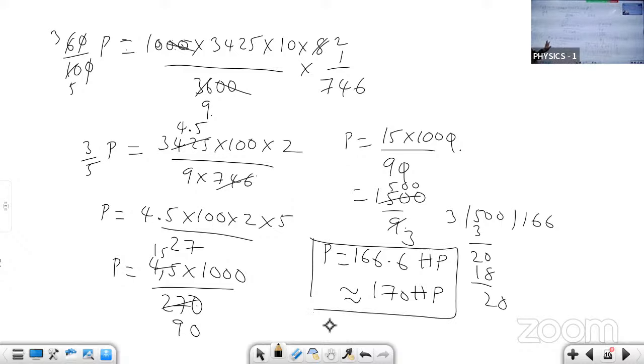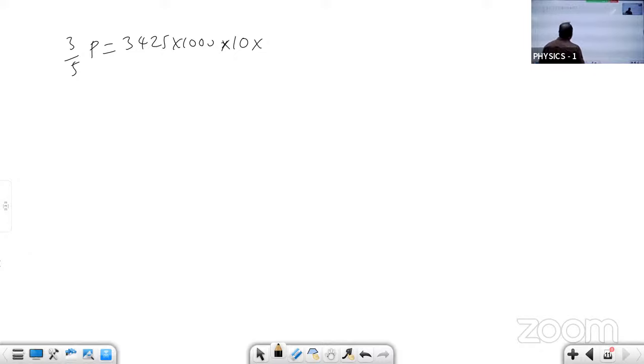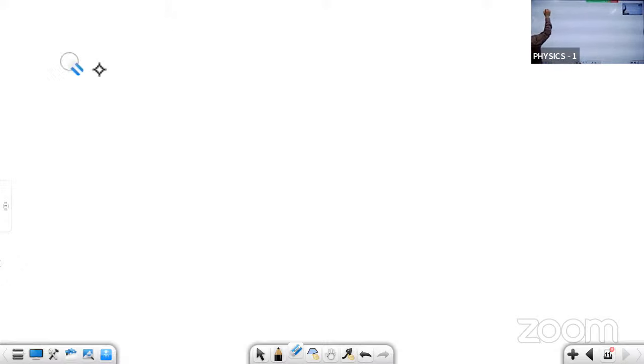Okay. So finally, 3 LAQs for the work energy theorem: 2 problems. 1 problem, power of the motor in horsepower, 170 HP, the previous problem 15,000 watts. Now, see, our students.